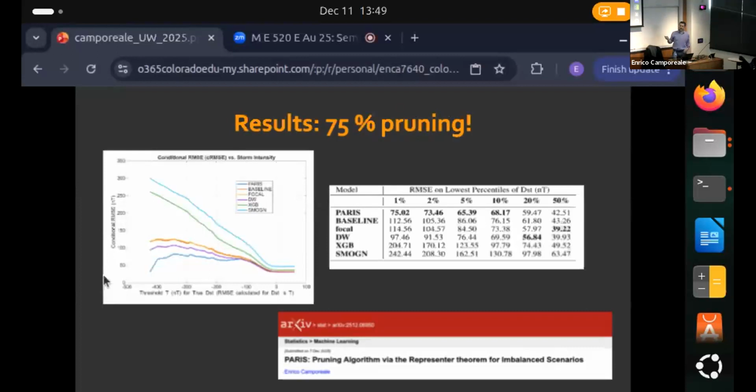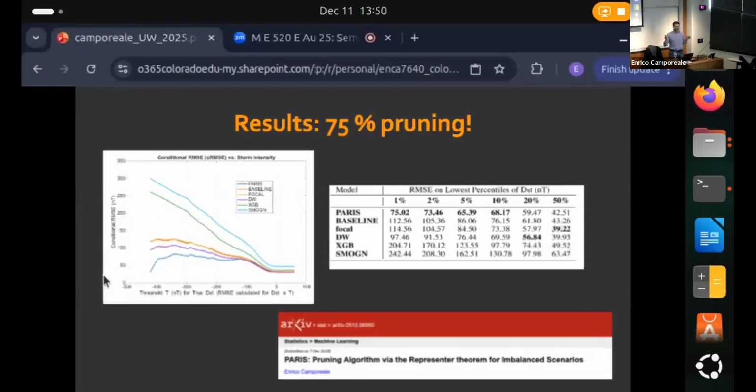Now, the interesting point: I played this game with this problem of predicting DST, and I went all the way to pruning 75% of my data. We're talking about a data set of about 20,000 samples, so it's not huge, but not small either. So I reduced this data set all the way to 25% of the initial size. And what is shown here is the following. I'm going to try to explain these figures carefully.